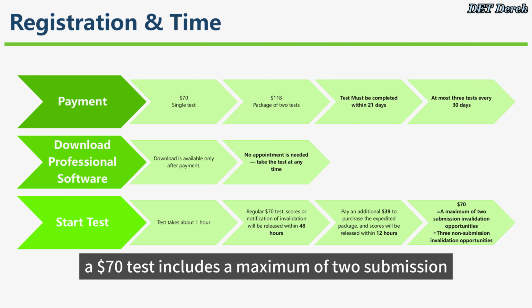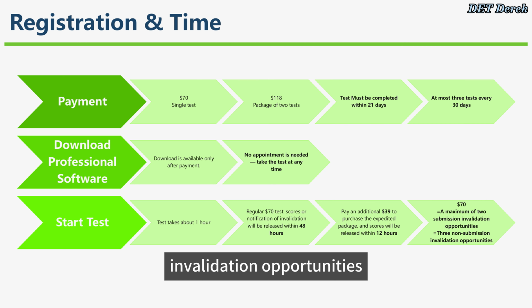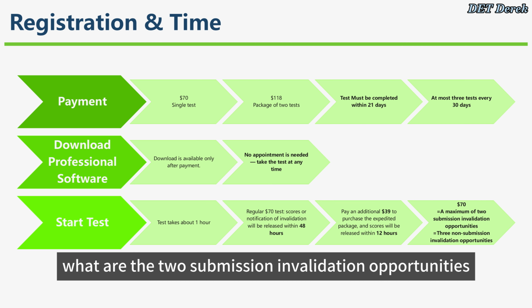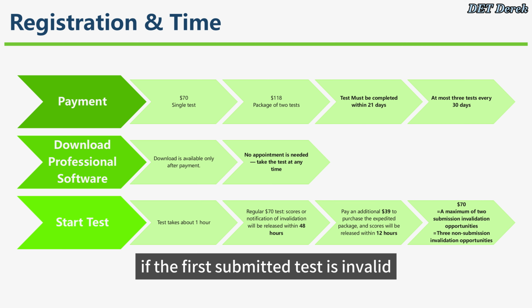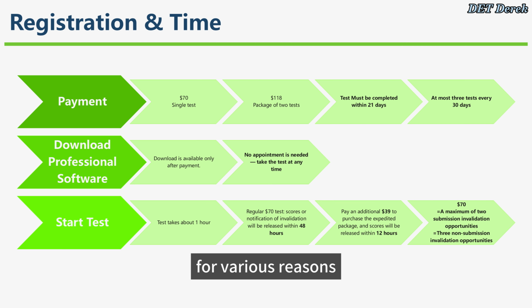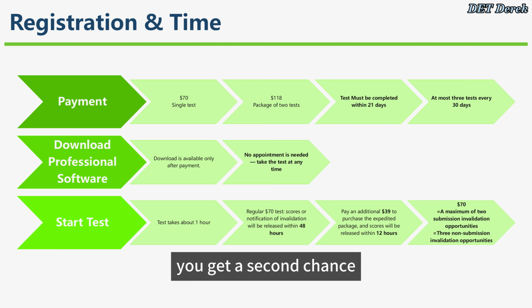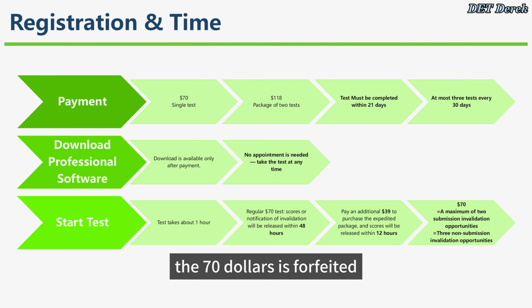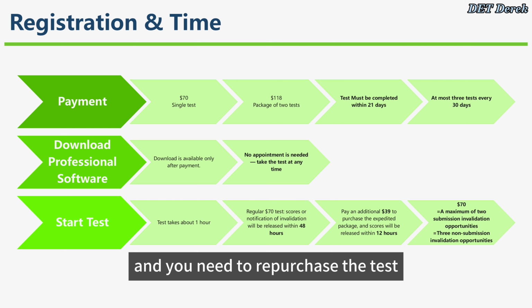A $70 test includes a maximum of 2 submission invalidation opportunities and 3 non-submission invalidation opportunities. What are the 2 submission invalidation opportunities? If the first submitted test is invalid for various reasons, you get a second chance. If the second submission is also invalid, the $70 is forfeited and you need to repurchase the test.